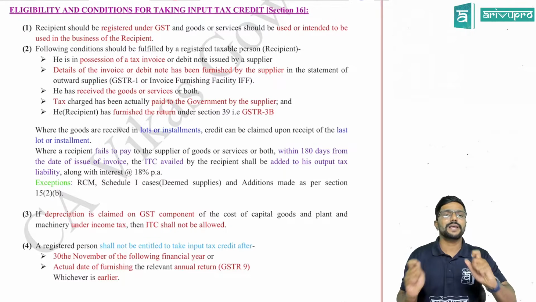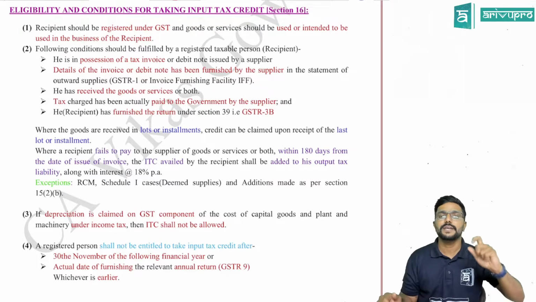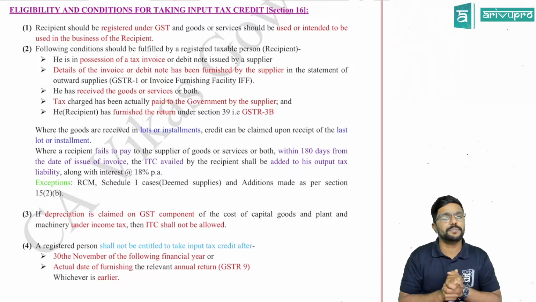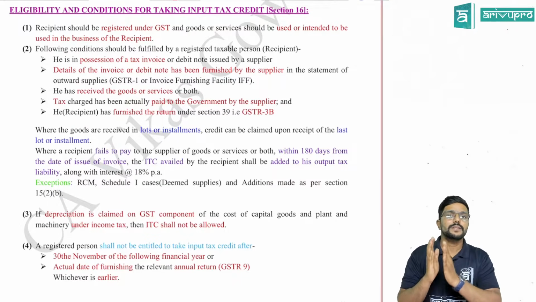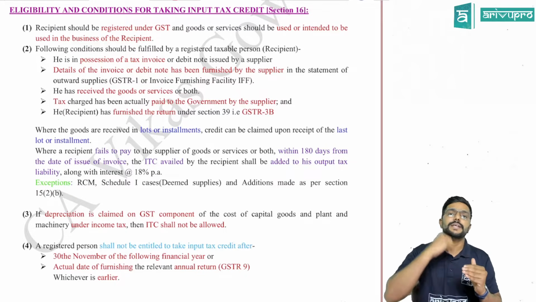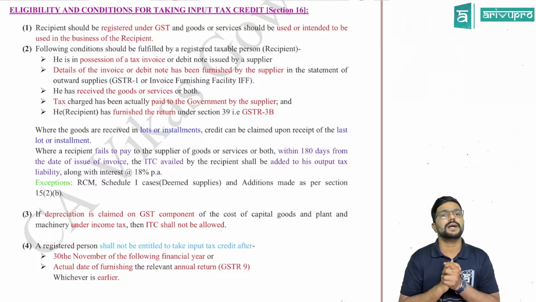Then the supplier would have given the details of the supplies he has made to the recipient in his GSTR1 or invoice furnishing facility. Then the credit will auto populate to the recipient in his GSTR2A or 2B. Then the supplier, whatever tax he has collected from the recipient, has to make sure that he has deposited the same with the government. Only then can the recipient claim the credit.